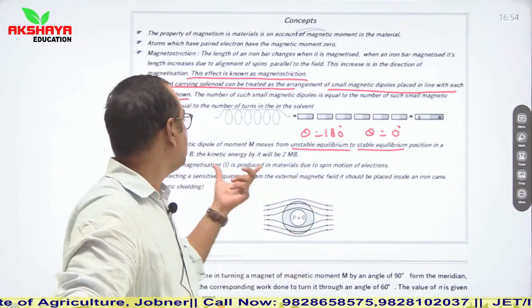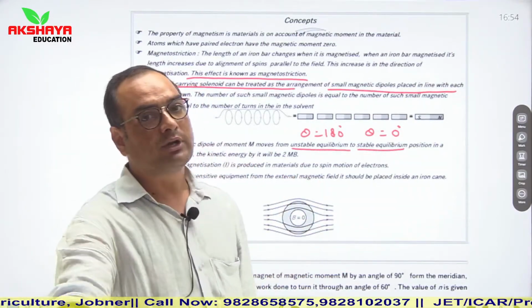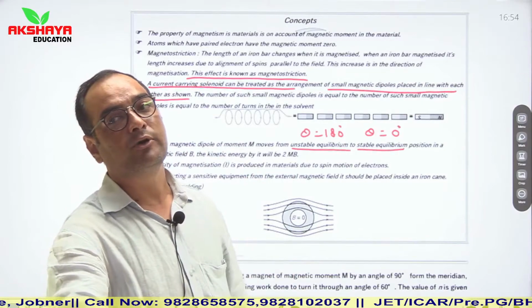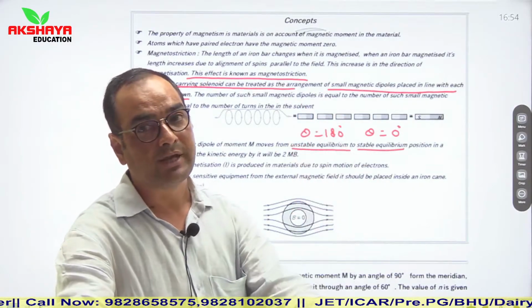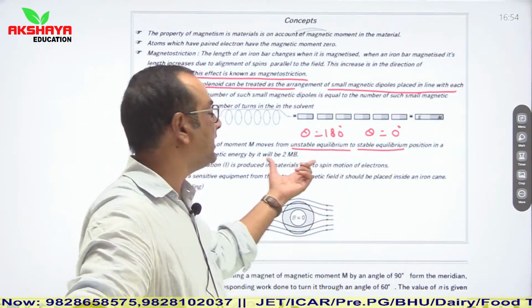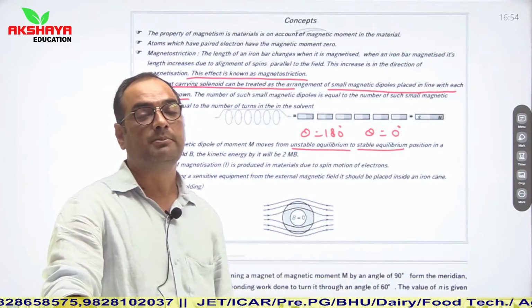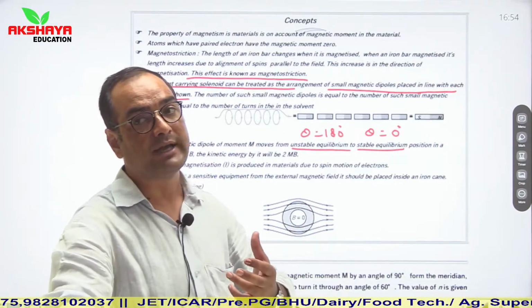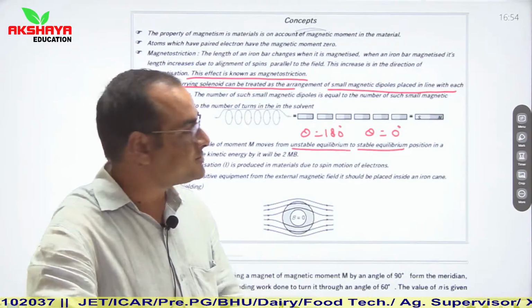So whenever any magnetic dipole is rotated in a uniform magnetic field from unstable equilibrium to stable equilibrium, the change in kinetic energy will be equal to twice MB. Here capital M is the magnetic moment and B is the magnetic field.